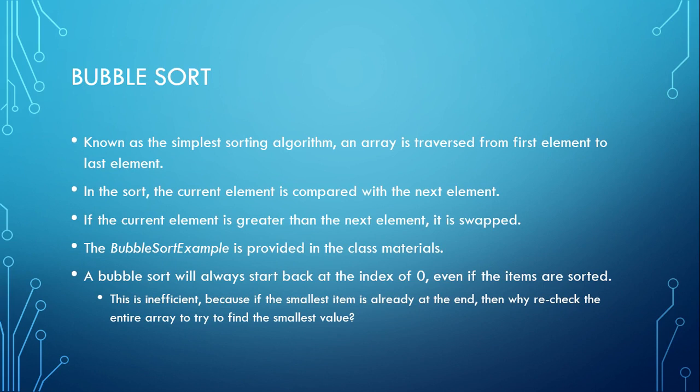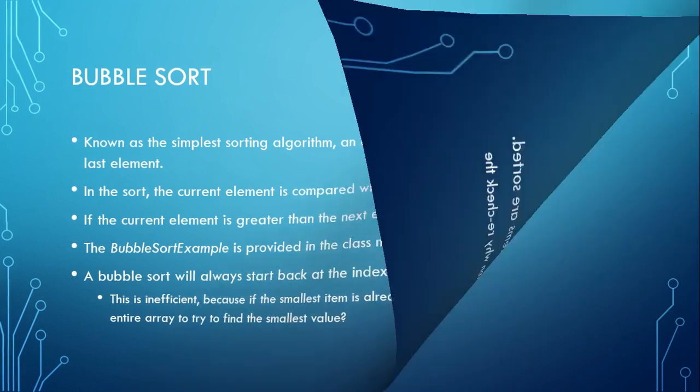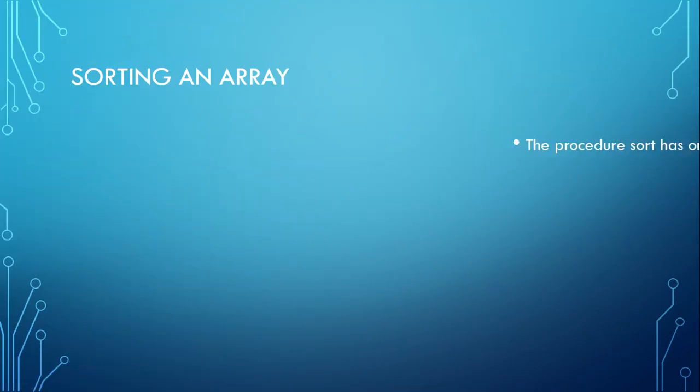A bubble sort is always going to start back at the index of 0, even if the items are sorted. And this is really kind of inefficient, because if the smallest item is already at the end, why should you have to go and re-check? Granted, it's only making a change if it has needed to move something, so it still is going to go through and make those iterations, but it's going through the loop every time. If we actually look at the milliseconds time comparing the bubble sort to the selection sort, you would see a difference. So let's talk about the selection sort by sorting an array.